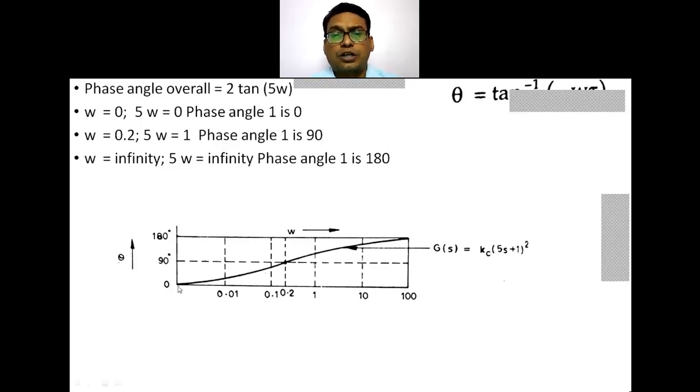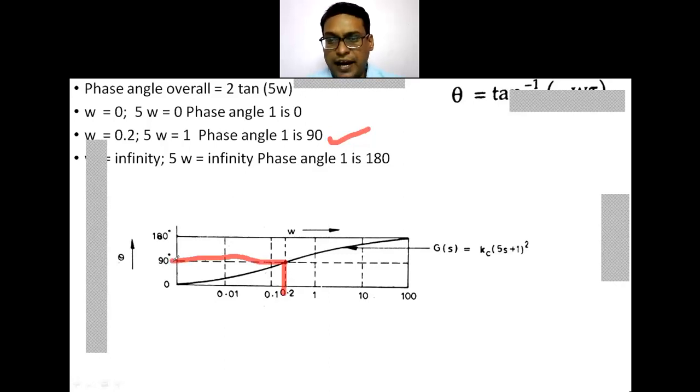So I can plot all these three phase angles at the point 0.2. I will get a value of 90 in this case. For omega equal to 0.2, the value of the phase angle theta comes as 90, and the rest of the two values are there. So I can have the curvature like this.